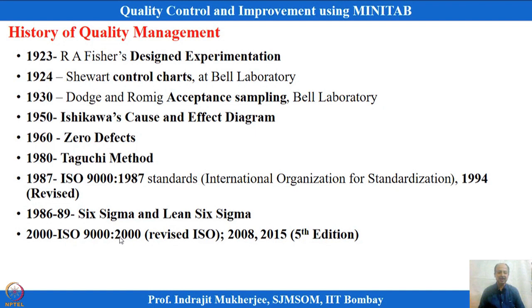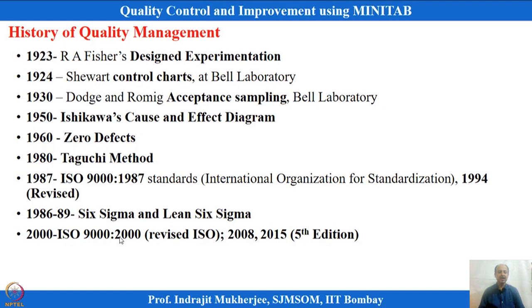So, the history of quality management, if you are just highlighting which are the key concepts developed and which are the key things that have happened. Around 1923, Ronald Fisher developed design of experiments. 1924, Shewhart developed the control charts. 1930, acceptance sampling, which I told cannot reduce variability, but was developed then, and still people are using it for supplier products when they are supplying to your company. So, acceptance sampling plans are there.